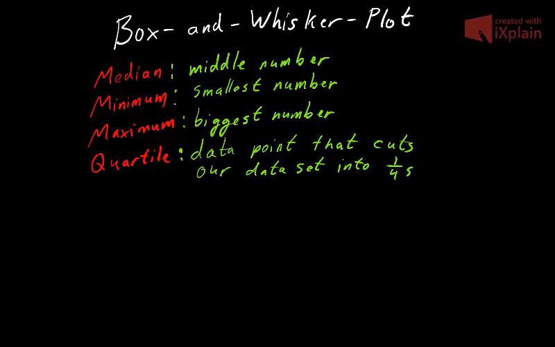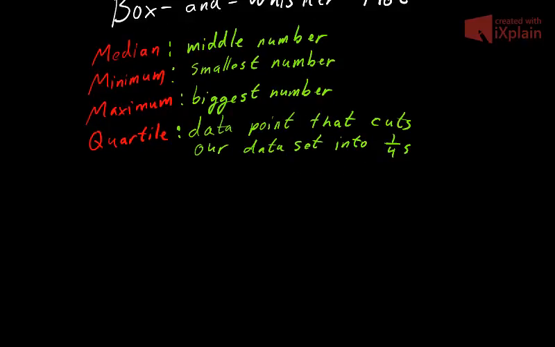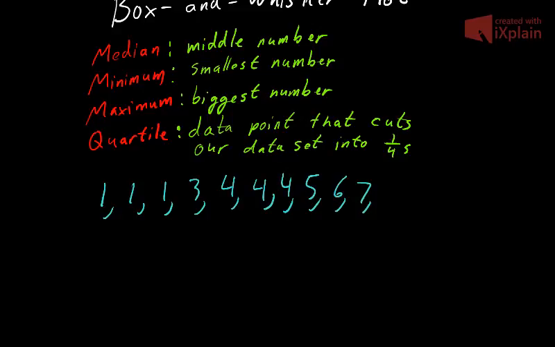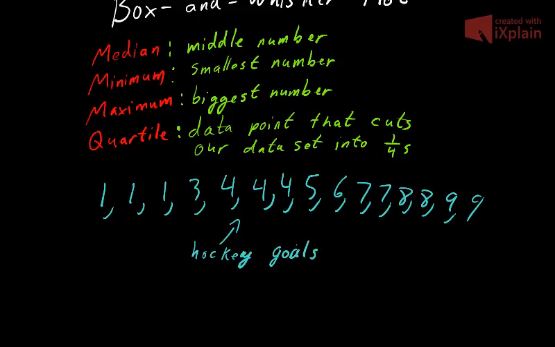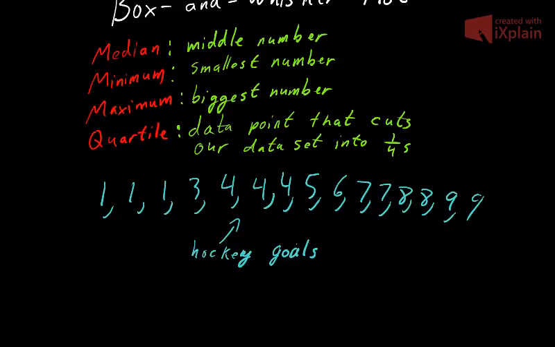So now that we have that, I want to show you what a box and whisker plot looks like. I'm going to grab these 15 numbers right here, which are 1, 1, 1, 3, 4, 4, 4, 5, 6, 7, 7, 8, 8, 9, 9. These numbers are the total number of goals scored in a hockey game. What the box and whisker plot is going to show us is a visual way of looking at this data, so we're not just staring at a bunch of numbers.